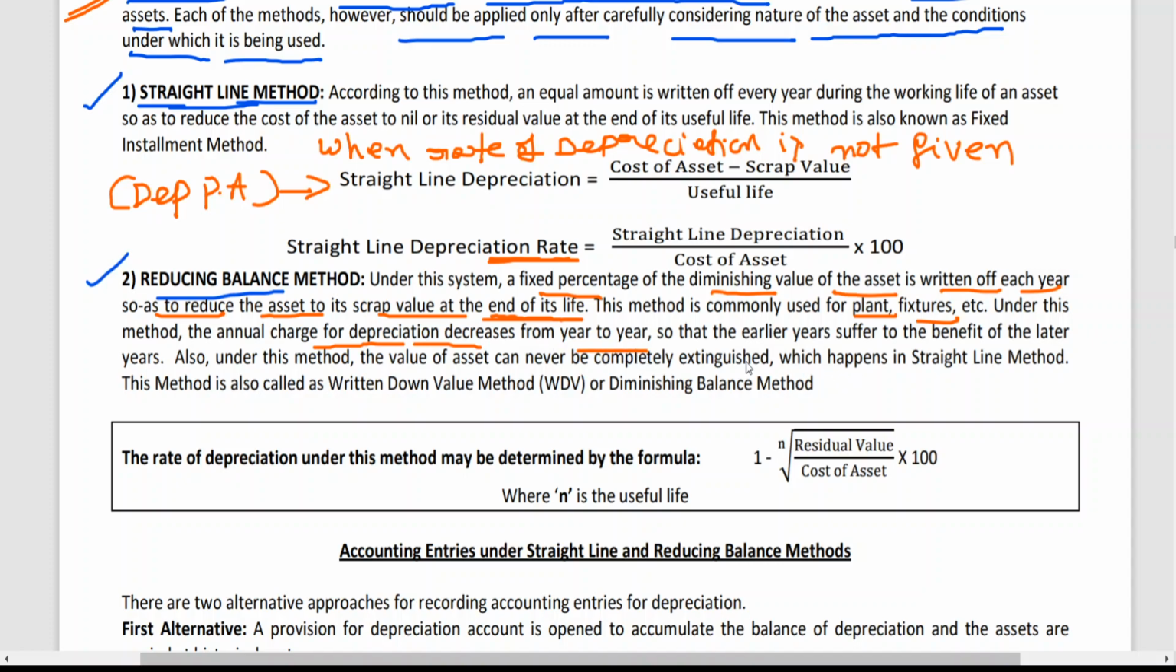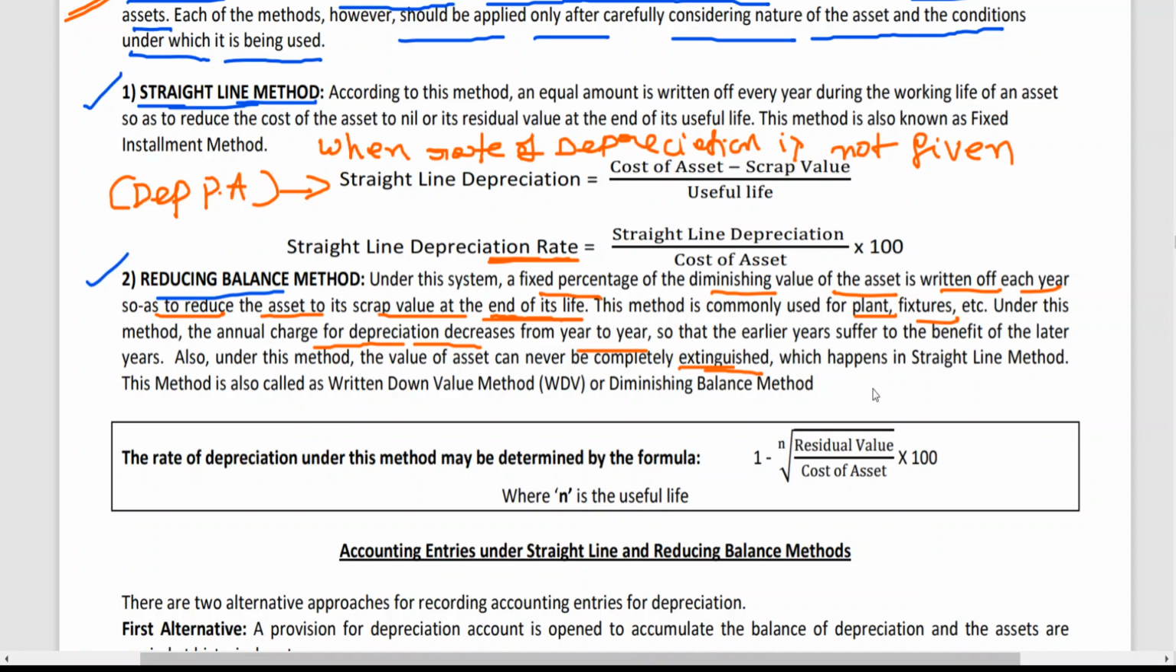We have seen in the last class example, so that the earlier years suffer the benefit of the later years. Also under this method, the value of the asset can never be completely extinguished. Can you tell me under which method asset value will never become zero? You should say reducing balance method. But under straight line method, asset value becomes zero.